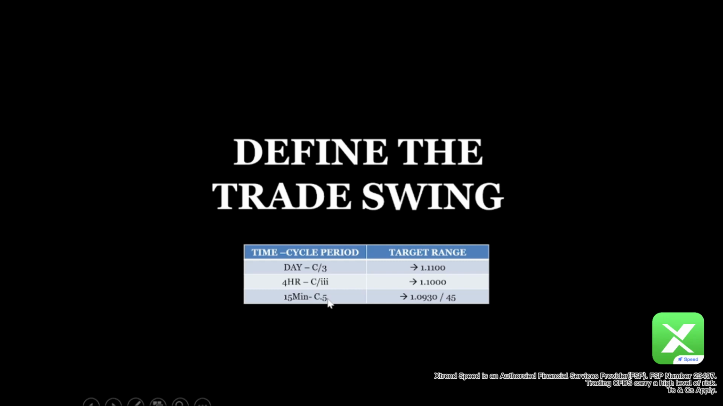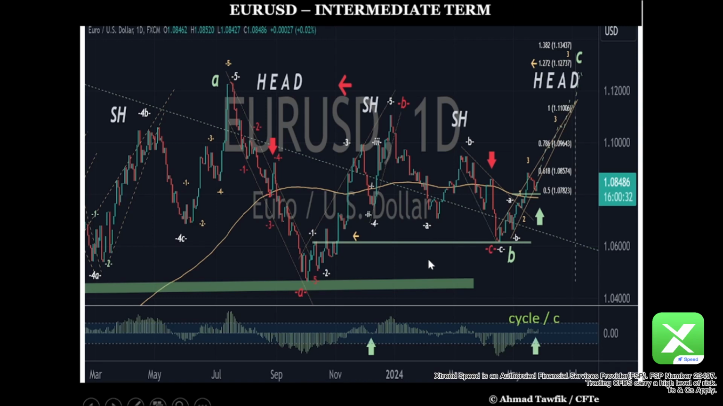We are actually doing here something like a cycle 5 or C.5. It will be taking the market from current levels to 1.0930 or 1.0945. We'll be looking at all of this, of course, as we proceed with the analysis.